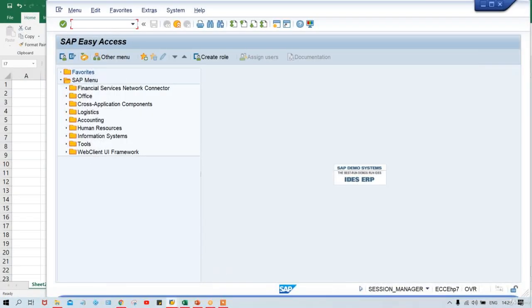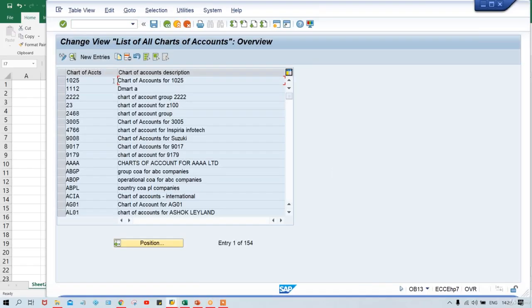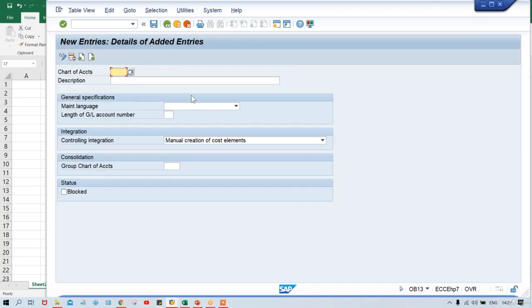Okay, so here, now use OB13, new entry and TCOA. Here I'm going to give a description.